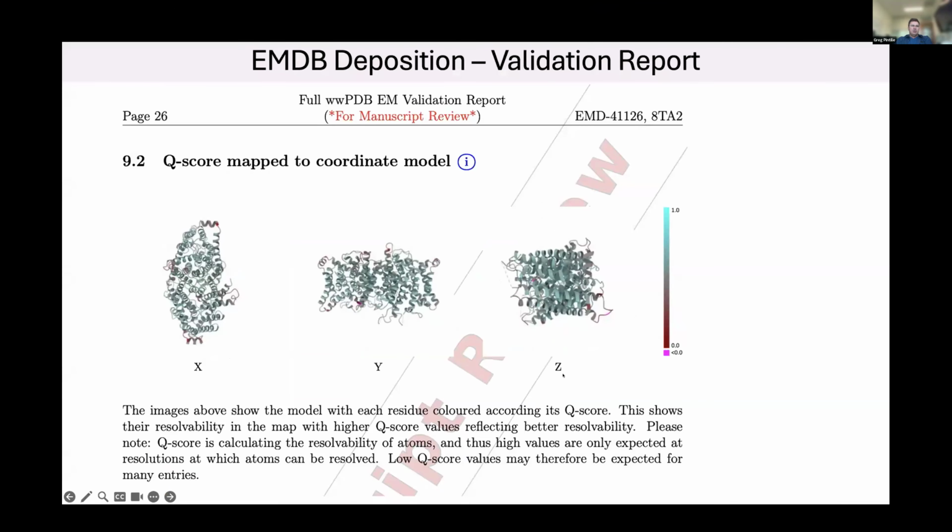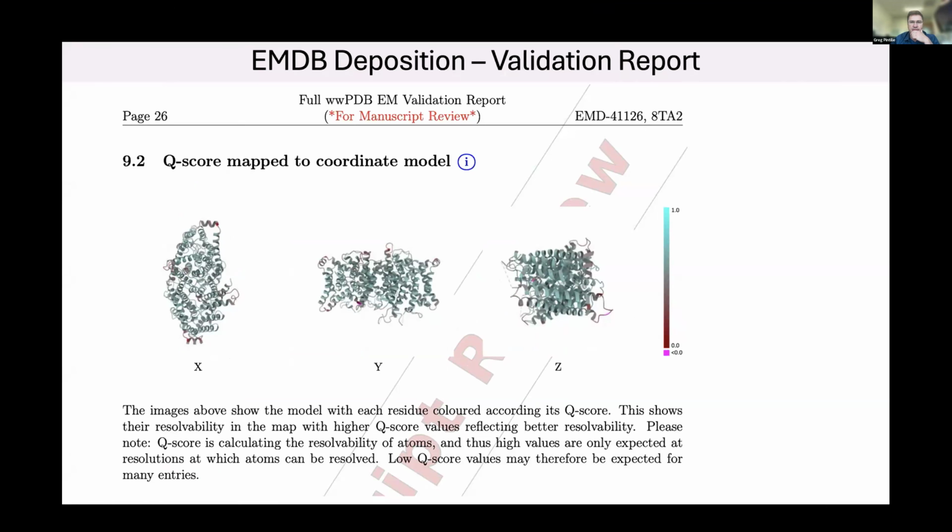Okay, so as I mentioned, the Q-scores are now starting to be reported in the EMDB because it's useful to see where the Q-scores are low, where they are high, and this can help to guide the interpretation and the overall fit to map.